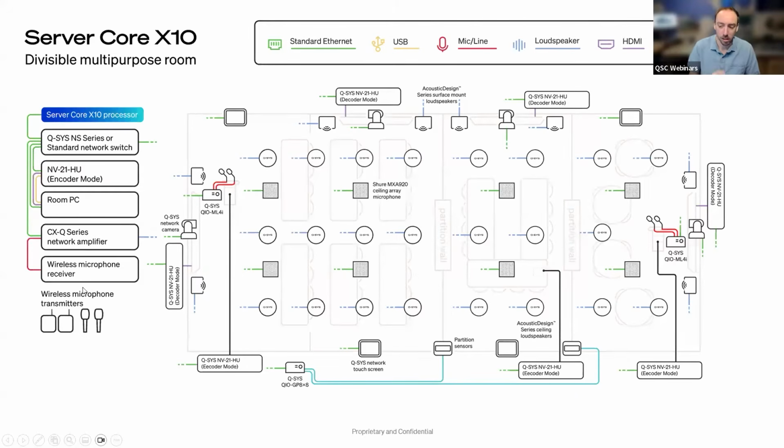Continuing on, looking at what the X10 can be used for: divisible multi-purpose space. So this is a 4-way divisible room. It's a little hard to see on the left side there. Those tables are occupying space in front of one of our partition walls. So rooms A and B are open. Rooms C and D are closed. We have some NV. We have some CXQs. All of this is meant to be driven off of that X10 processor, which is sitting there in the rack ready to handle everything we need.